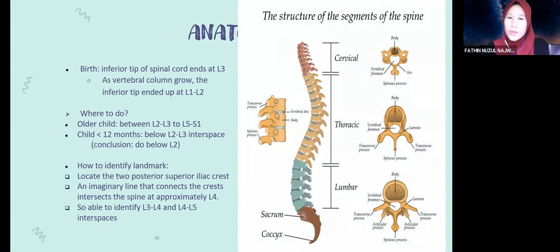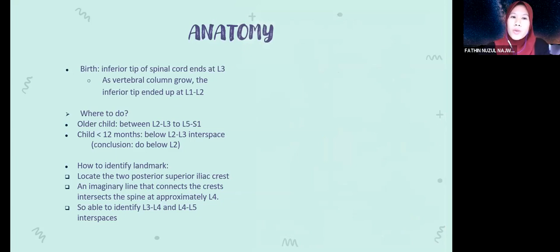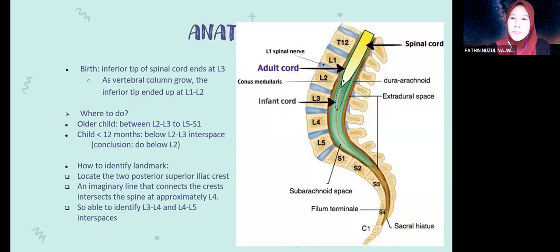At birth, the termination of our spinal cord, also known as the conus medullaris, ends at L3. However, as we grow, our vertebral column also grows, and hence it causes our spinal cord to end at the level of L1 and L2. So that is why in adults, the conus medullaris is between L1 and L2.